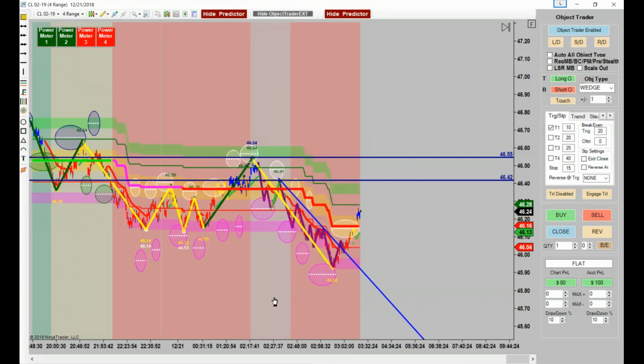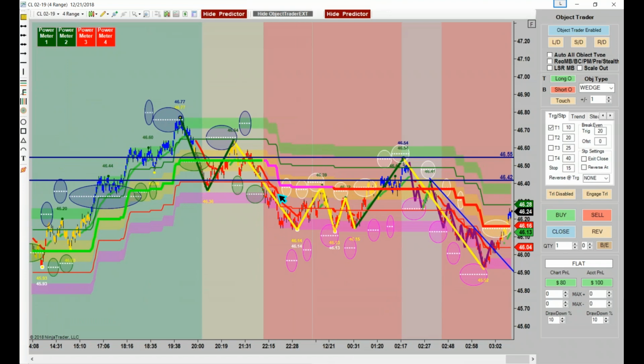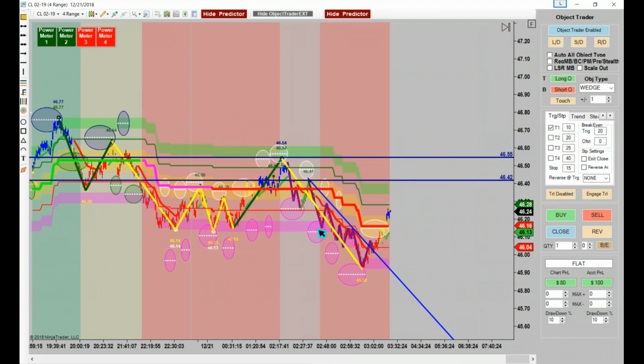But does everybody see right now that, even if you draw it like this, thrust, retrace, thrust, or if you draw it like this, thrust, retrace, thrust, retrace, thrust, you have definitely lower highs, right? So you're looking for shorts.